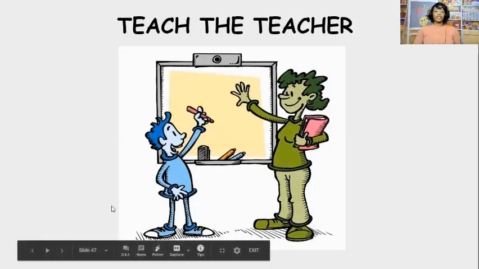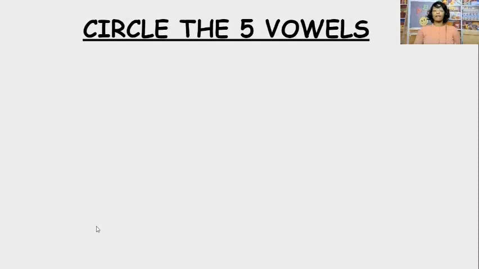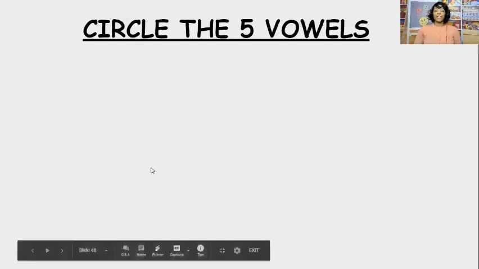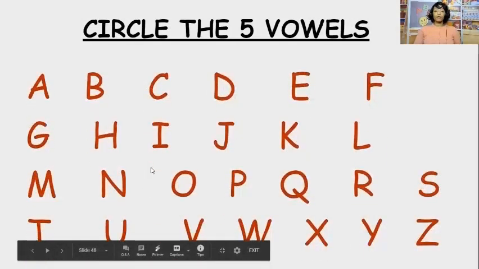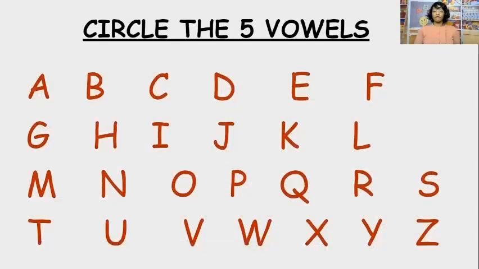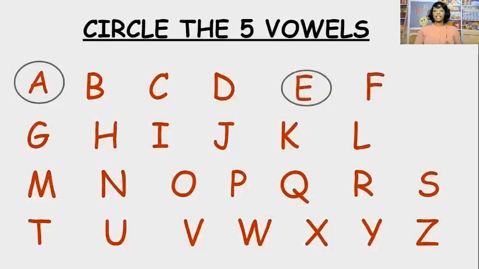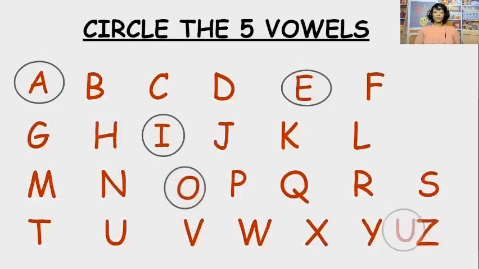So to play this game, we would do a circle the 5 vowels game. And to play this game, all of the letters of the alphabet would appear like so. So I would ask my student, what are the 5 vowels? What do I circle? And she said A. So A would appear circled. She said E. E would appear circled. I, O, and U.